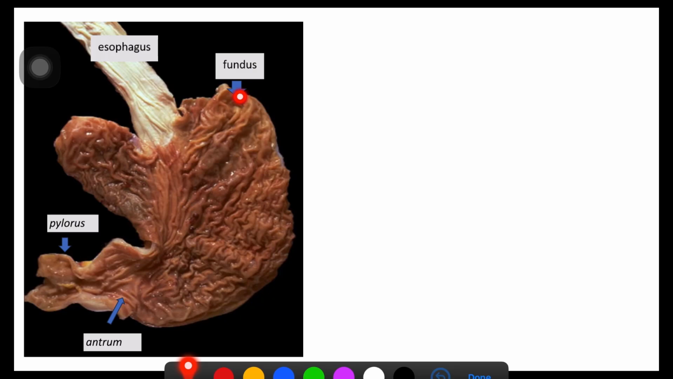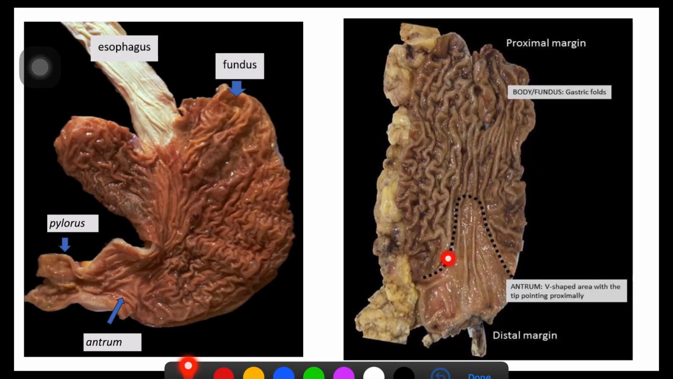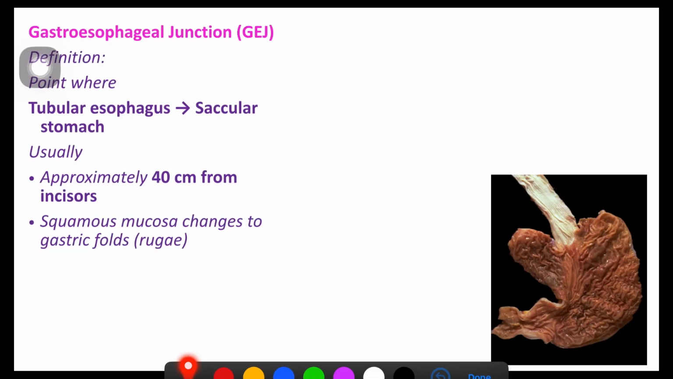Again, this is the cut open part of the stomach. This is the GE junction, and above the GE junction is the fundus portion. This is the body, here the antrum, and this part connected to the duodenum is the pylorus. Here you can see the antrum, which is a V-shaped area, and the tip pointing proximally is near the distal margin, and the proximal margin, where the body and fundus have gastric folds. You can identify these gastric folds in the body part.